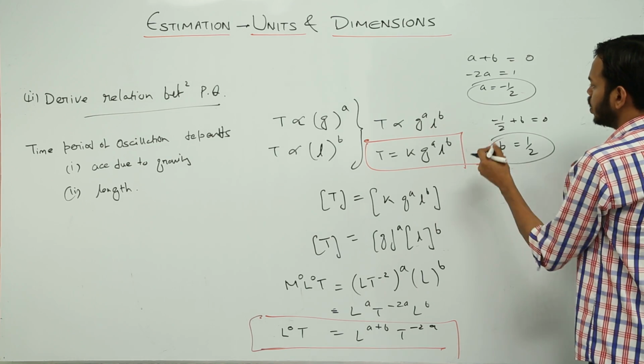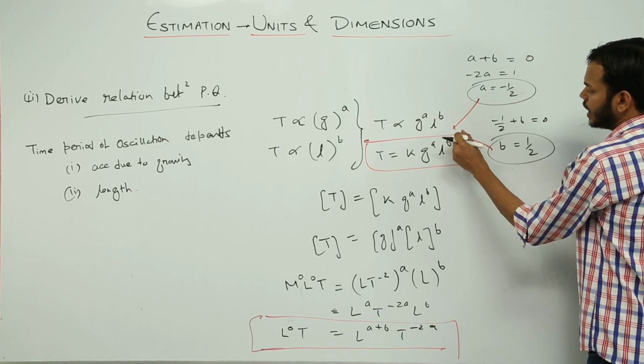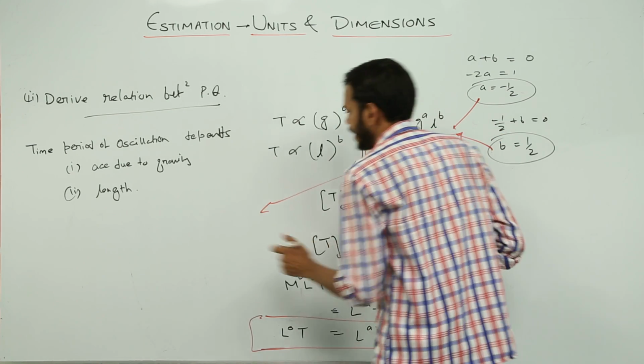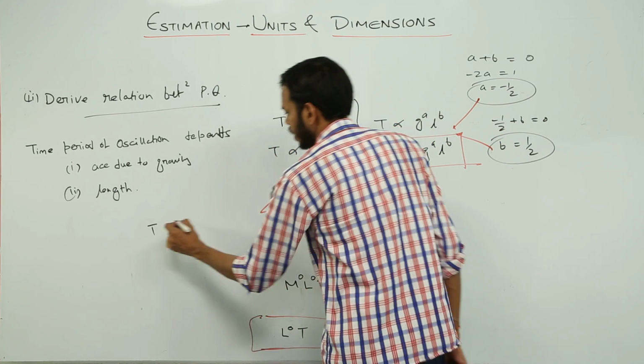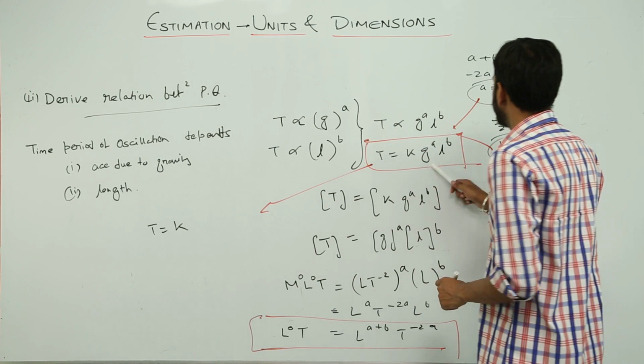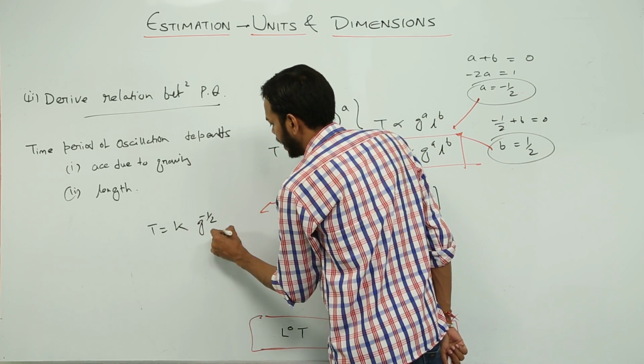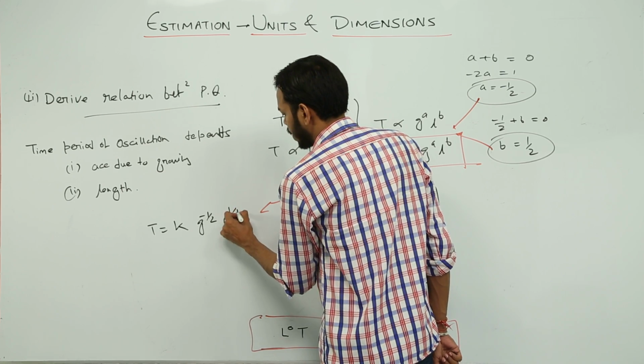Put these two values in this equation. So the equation will be T is equal to k g raised to power a, which is minus 1 by 2, g raised to power minus 1 by 2, and L raised to power b, which is 1 by 2, right?